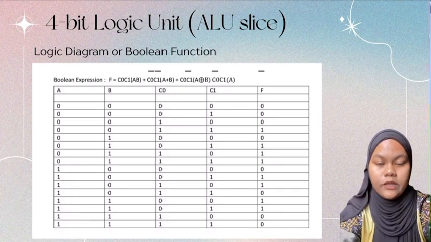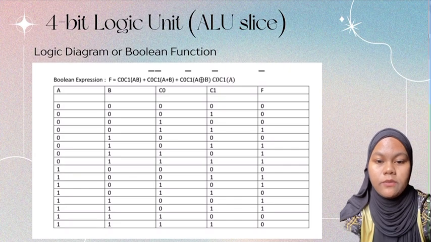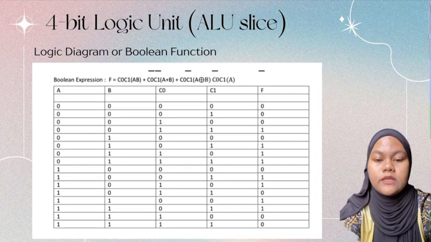And I will explain briefly about this 4-bit logic unit or ALU slice, focusing on the truth table. This ALU slice has 2 data inputs, A and B, and 2 control inputs, C0 and C1. These control signals decide which logic operation the circuit performs, and the output is F. From the truth table, we can see 4 main functions. When C0 equals 0 and C1 equals 0, the circuit performs AND, and output F is 1 only when both A and B are 1.